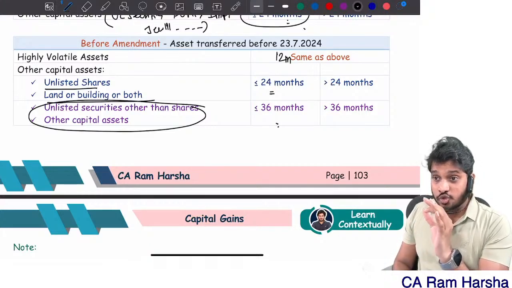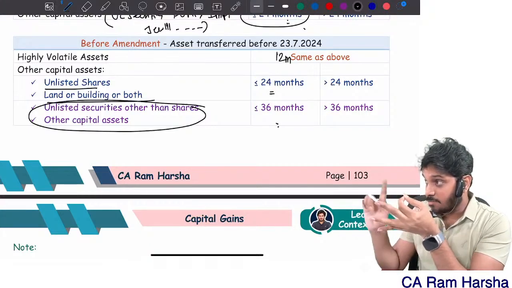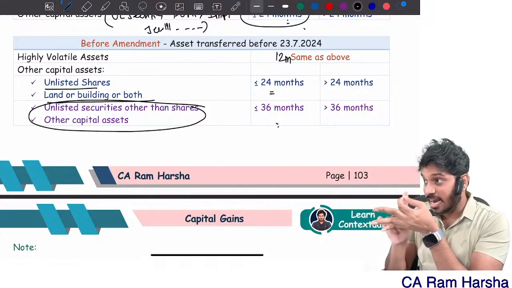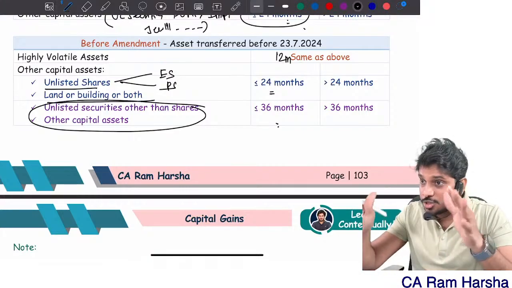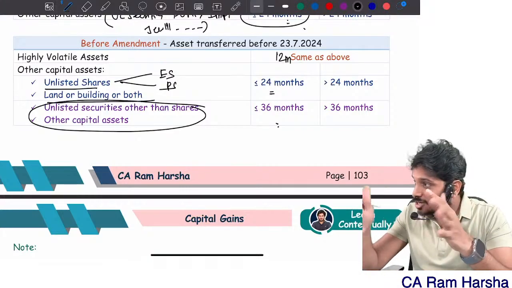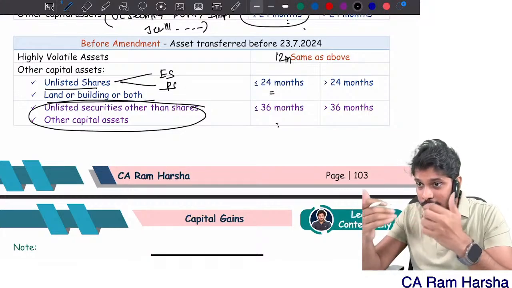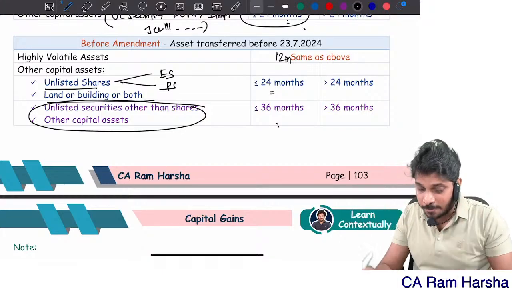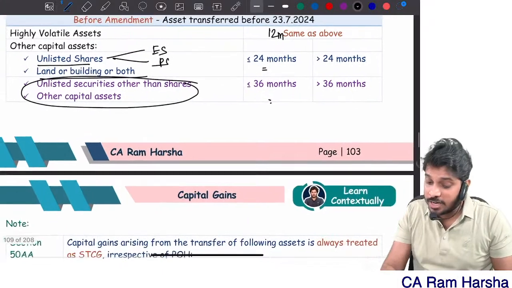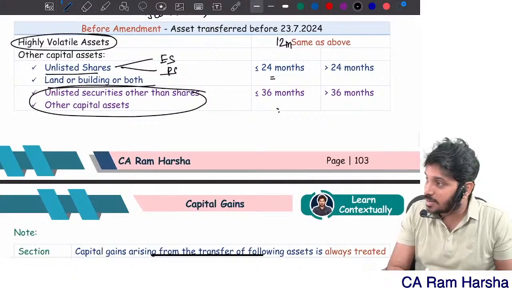Or I sold unlisted shares. Remember, it's not unlisted securities, it's unlisted shares. Unlisted shares means what? Equity shares are covered, preference shares are covered, but debentures and bonds are not covered there. Understood? Unlisted debentures and unlisted bonds are not covered. Zero coupon bonds are covered under highly volatile assets.